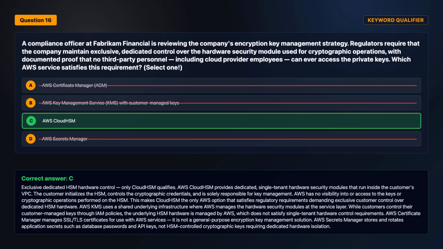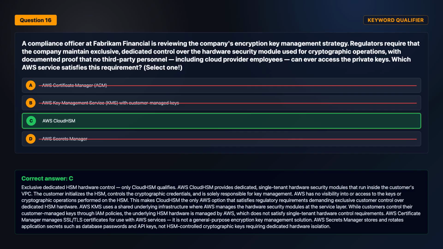AWS KMS uses a shared underlying infrastructure where AWS manages the hardware security modules at the service layer. While customers control their customer-managed keys through IAM policies, the underlying HSM hardware is managed by AWS, which does not satisfy single-tenant hardware control requirements.